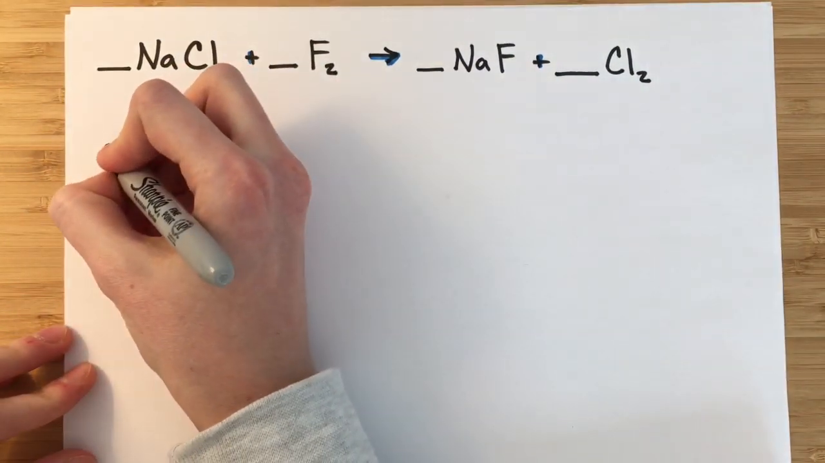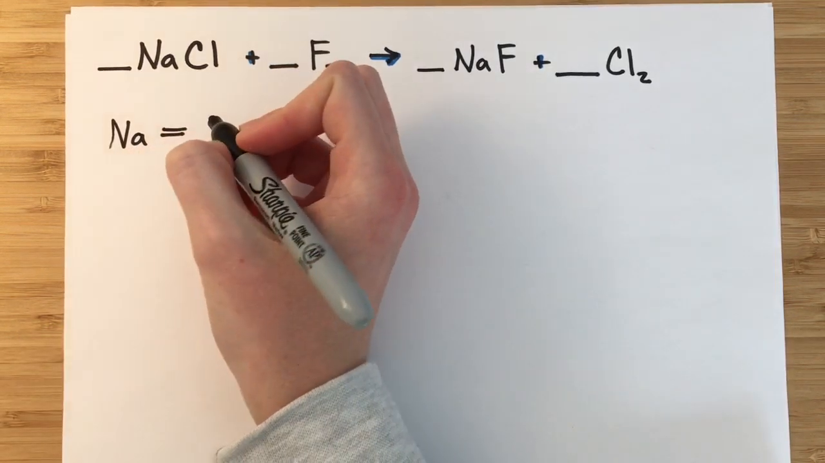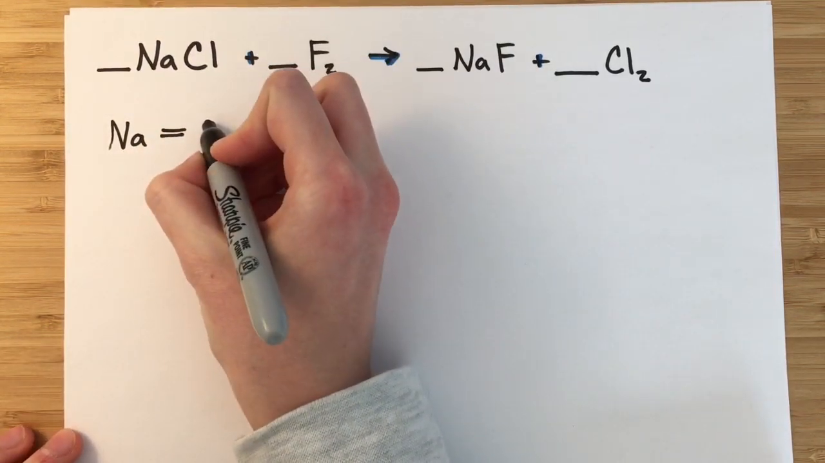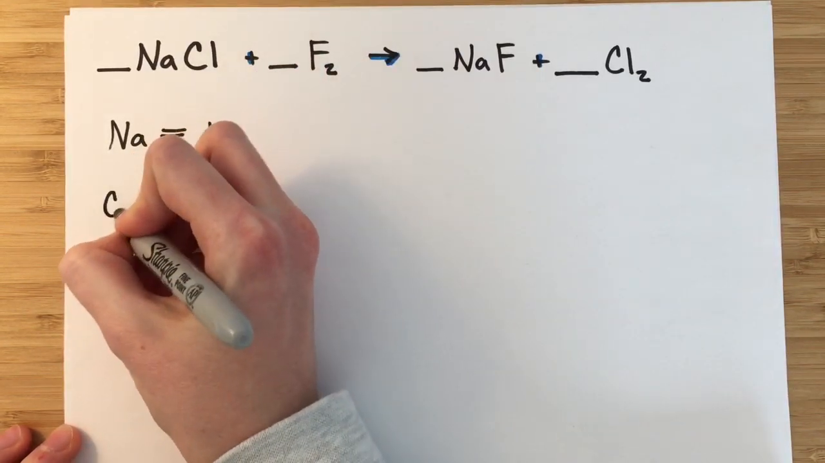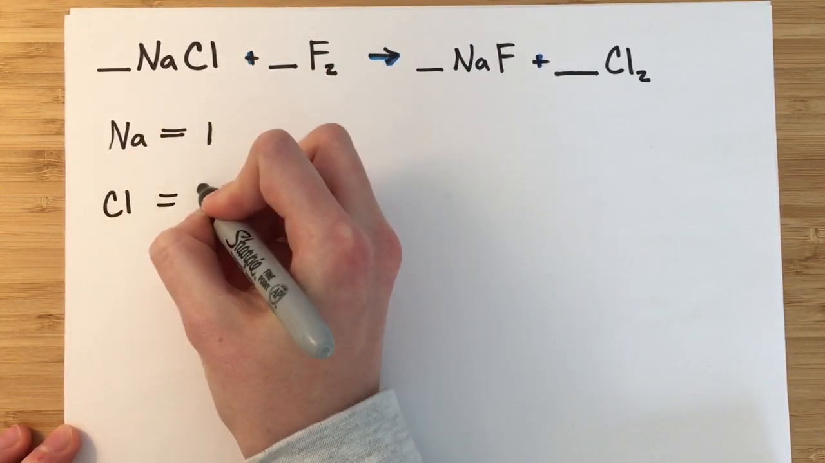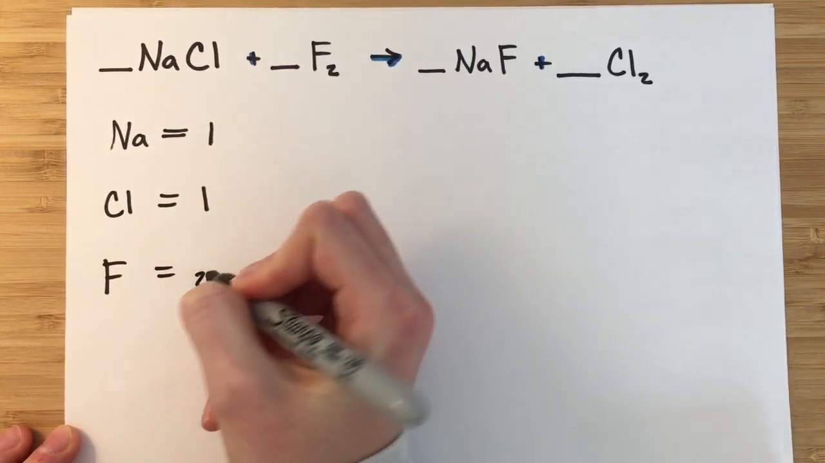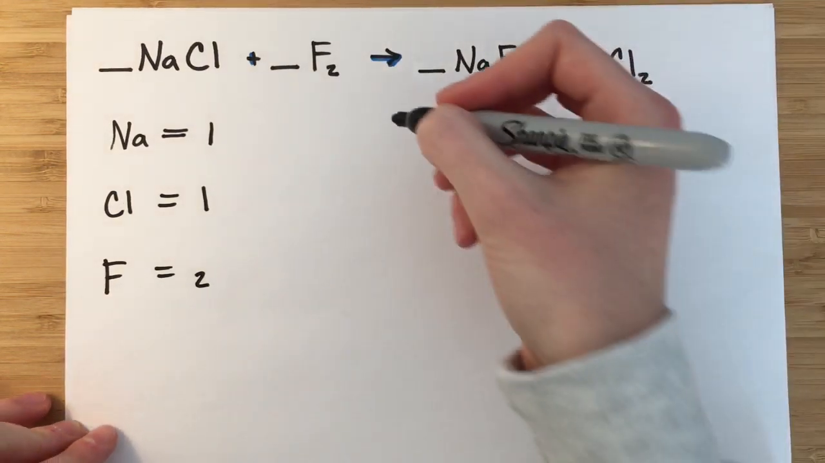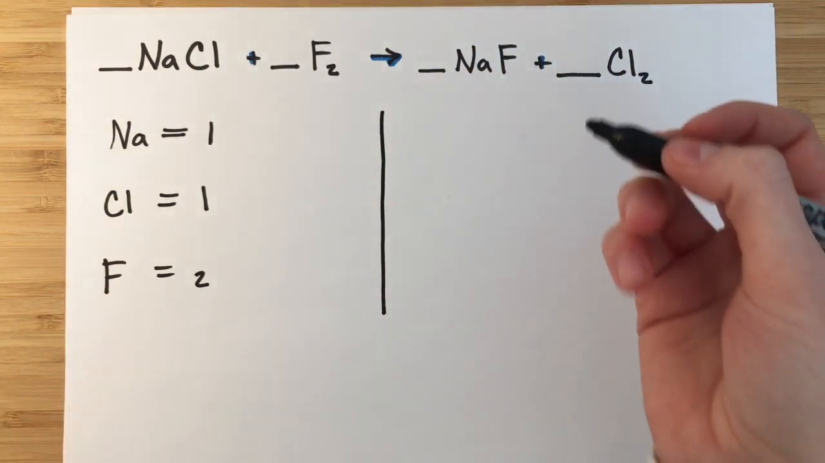On this side, we know we only have one atom of sodium. Chlorine, we only have one, and fluorine, we have two, because the subscript here is 2. We're going to write a line down the page to help us see it better. Now we'll do the same thing.